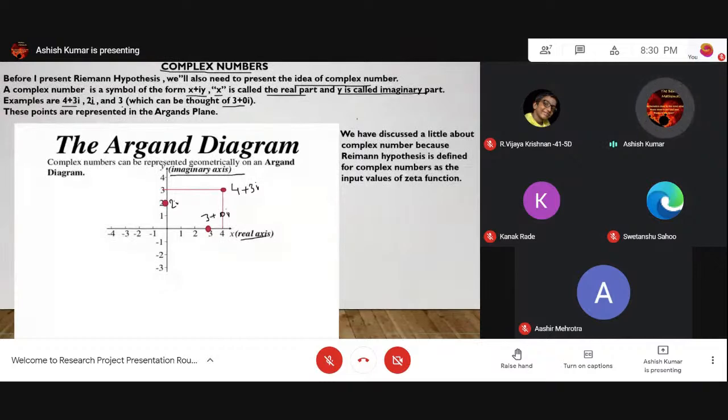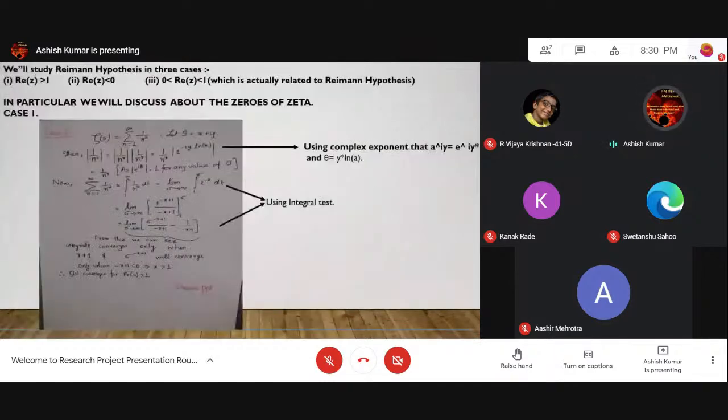Now, we'll study the Riemann hypothesis in three cases. First, when the real part of s in the zeta function is greater than 1. Second, when the real part is less than 0. And third, when it lies between 0 and 1, which is actually related to the Riemann hypothesis. In particular, we discuss the zeros of zeta. In case 1, first I'll prove that for real part greater than 1, the series converges.